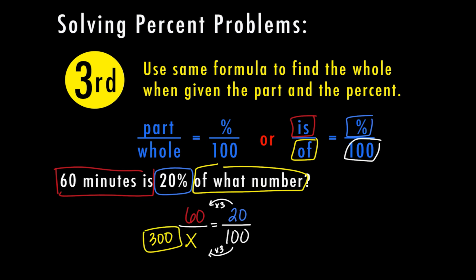So that means that 20% out of 300 is going to be only 60.